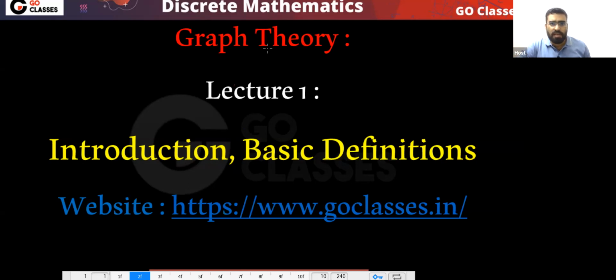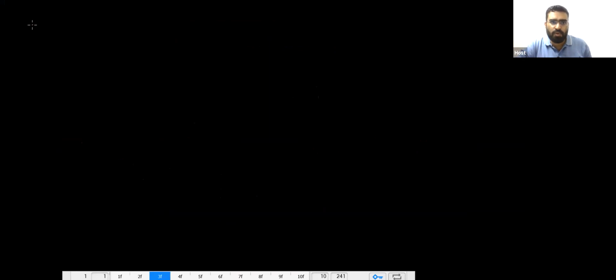Let me tell you that if anyone asks me what is the most important chapter in GATE exam, that is graph theory. This is very important. This is extremely important, not normal important. Because in GATE exam, if you notice, a lot of marks come from this graph theory.